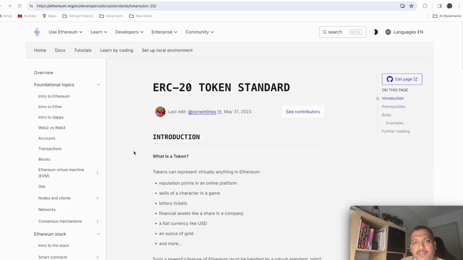Without further ado, let's get our hands dirty into the coding aspects of it and see how we can create an ERC20 token and how we can call the different methods on it and what it does. So, let's get on with it. So we'll see you in the next session.